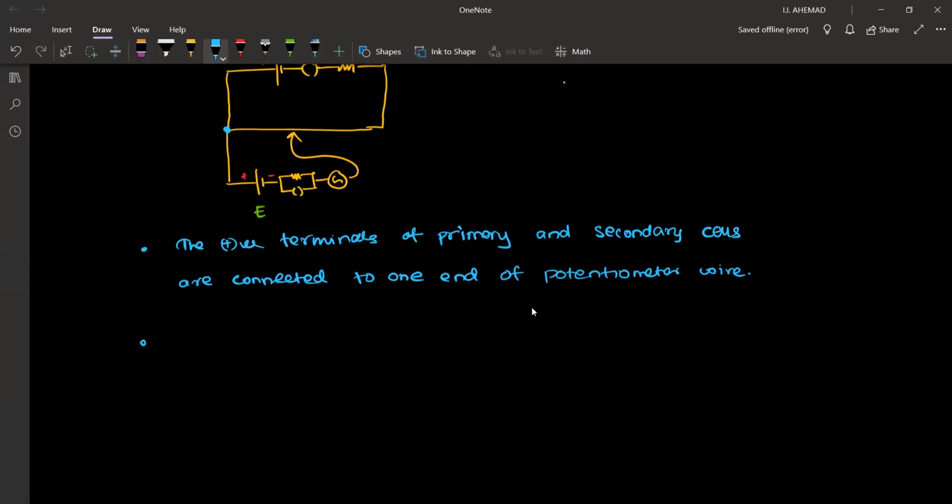Next, to obtain a balance length, or to obtain a balance condition, E naught should be greater than E.